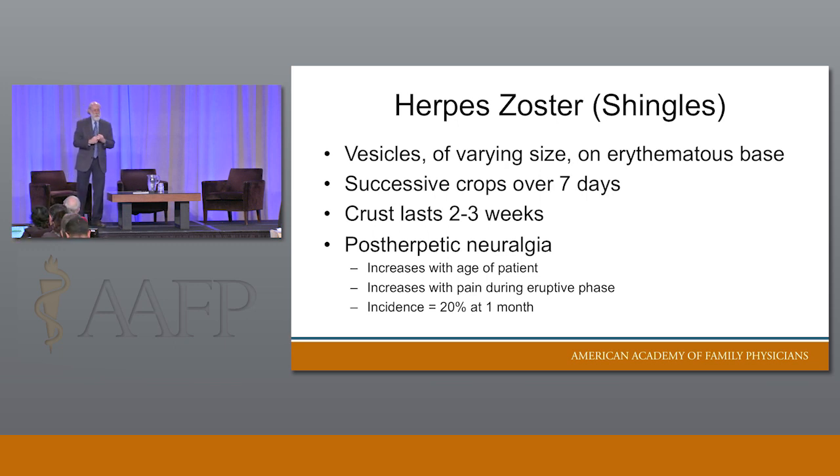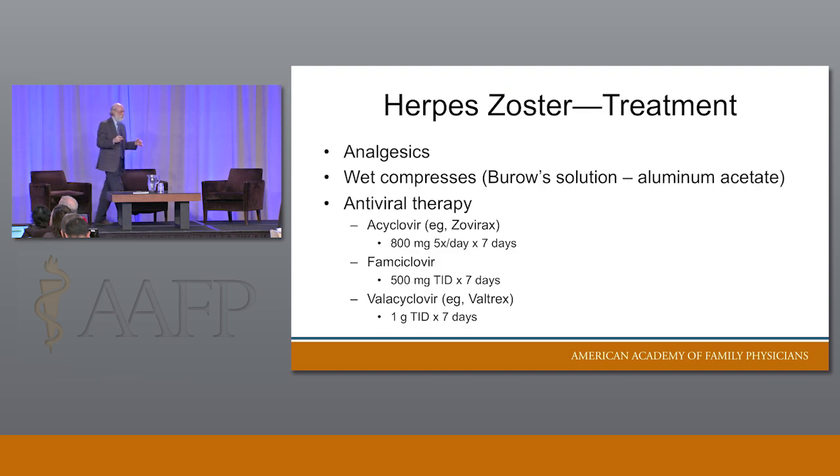Postherpetic neuralgia, that's what we worry about. The more pain the patient has with the rash, the older they are, the more likely they're going to have this later, and the incidence is about 20%. How do you treat zoster? Analgesics for pain, wet compresses, the antivirals. Dr. Weissmiller probably told you about them for genital herpes.